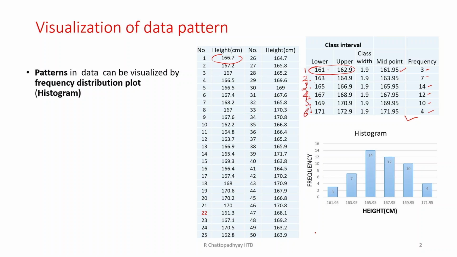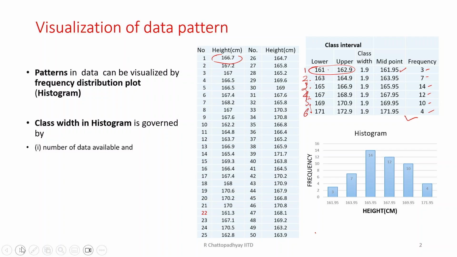So the histogram, the moment we see it, we see there is some pattern, the way the heights of the histogram bars are available here. The class width of the histogram is governed by two important factors. One is the number of data which is available and the accuracy that we need. Based on these two, we decide what should be the class interval.